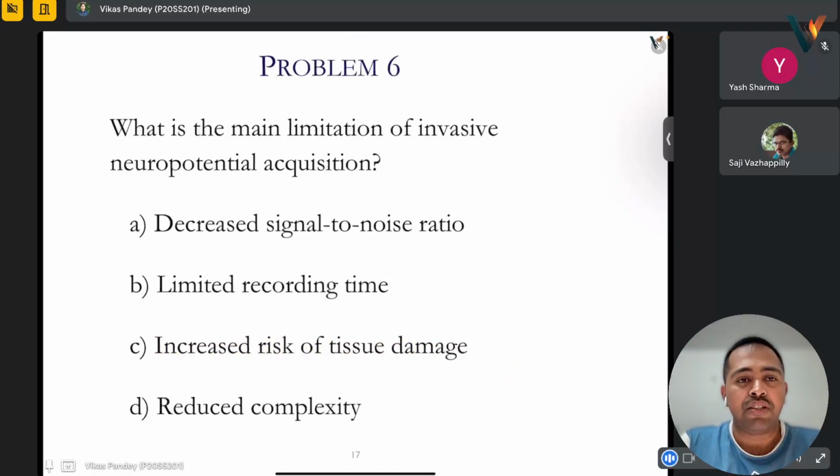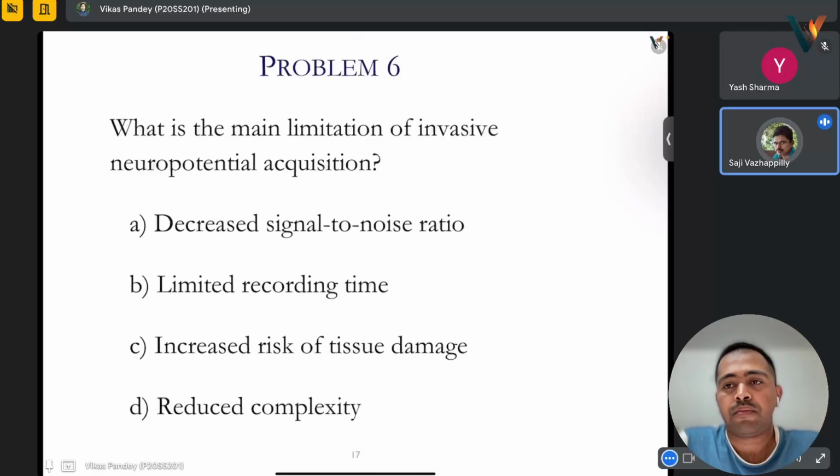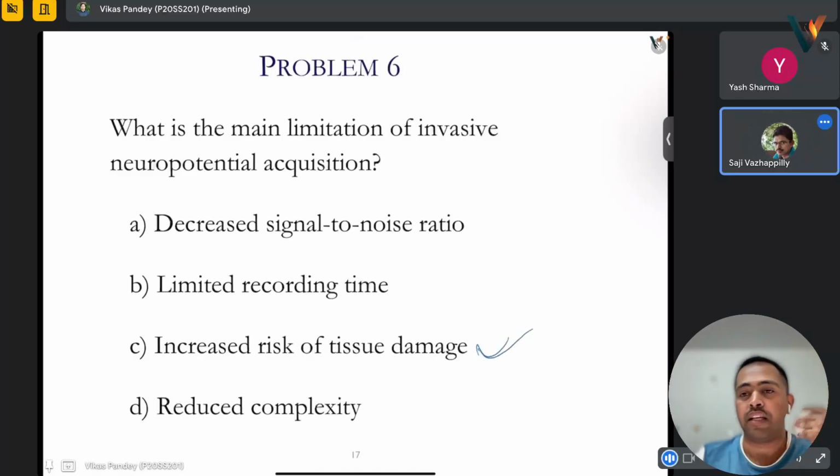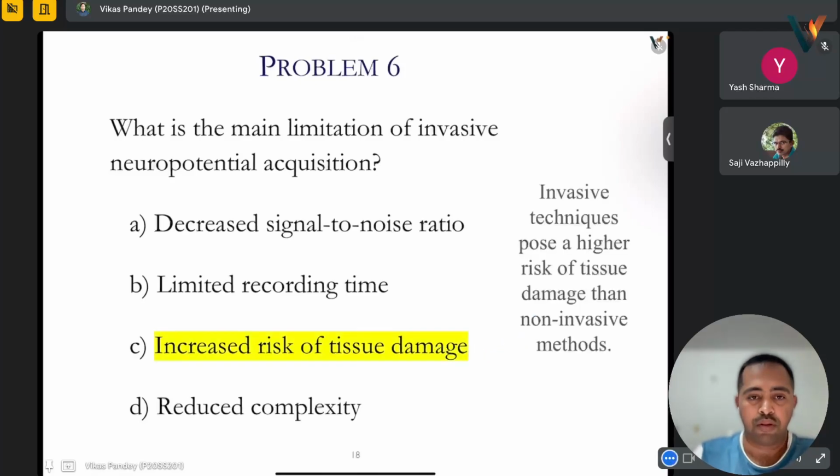What is the main limitation of invasive neuropotential acquisition? Here we are talking about limitation. Decreased signal to noise ratio, limited recording time, increased risk of tissue damage, reduced complexity. Sir, it is C. Increased risk of tissue damage, since we are getting inside the brain. Whereas in case of non-invasive methods, there is less chance of tissue damage.